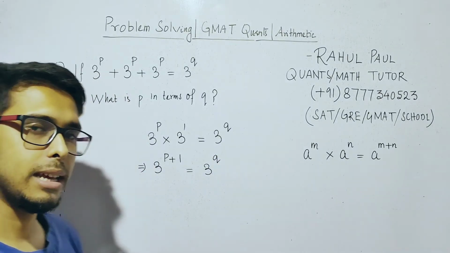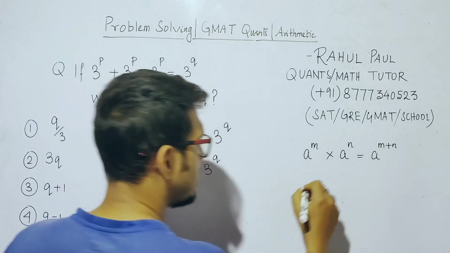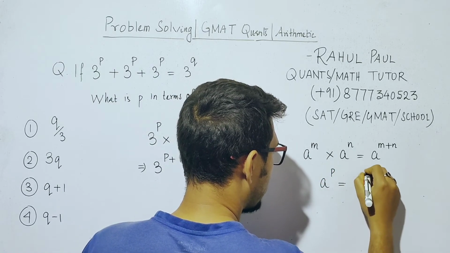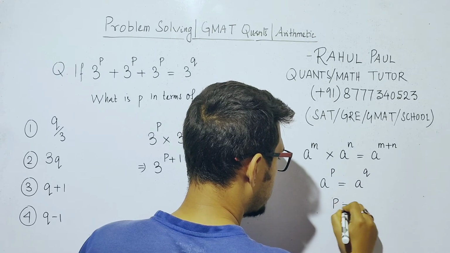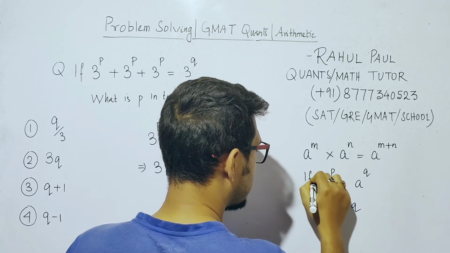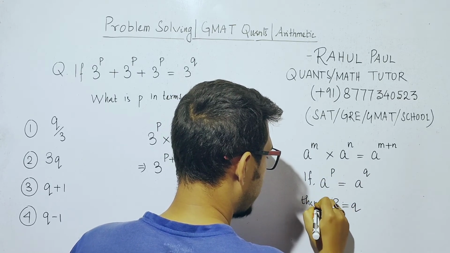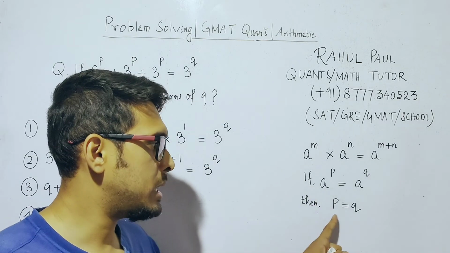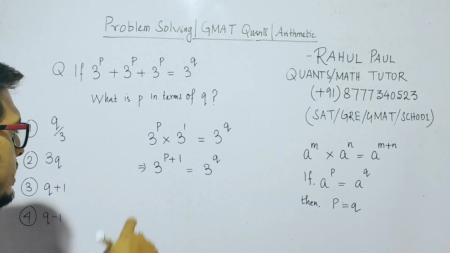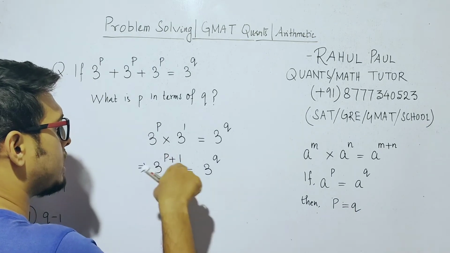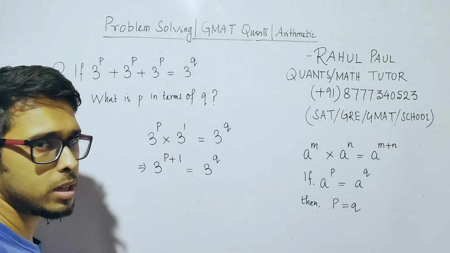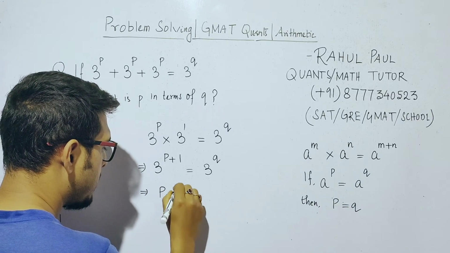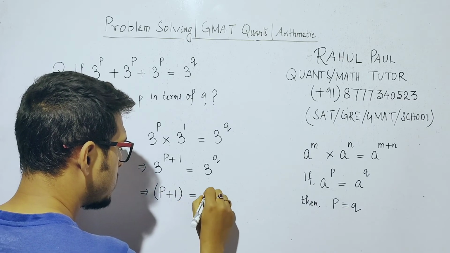Now again, another exponent rule. It says if a to the power of p equals a to the power of q, then p should be equal to q. This is another exponent rule. Here 3 to the power of p plus 1 equals 3 to the power of q. So we can conclude that p plus 1 is equal to q.